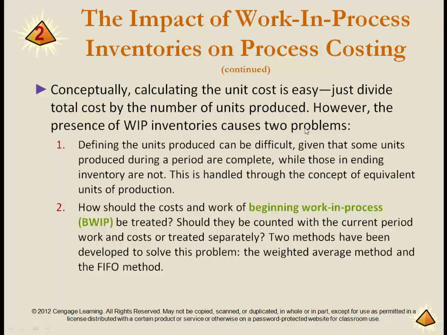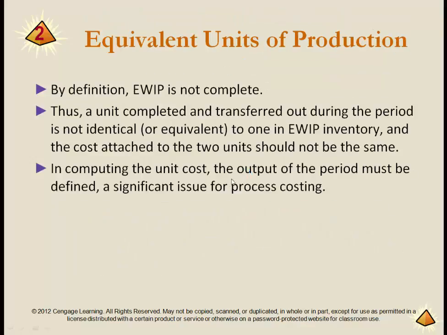But remember, we have some complicating issues here. We don't know exactly what units, because some units are partially finished, so we have to figure out what the equivalent units of finished would be for those, and we'll talk about that in a minute. And how do we treat the cost? Notice in the bottom there's a sentence, and I elected not to cover this part. It says two methods have been developed to solve this problem: one is the weighted average method, and the other is the FIFO method. So as to not complicate our discussion, we're only going to cover the weighted average method.